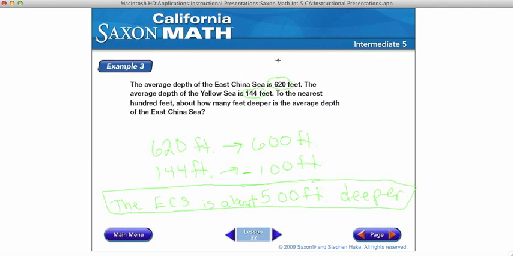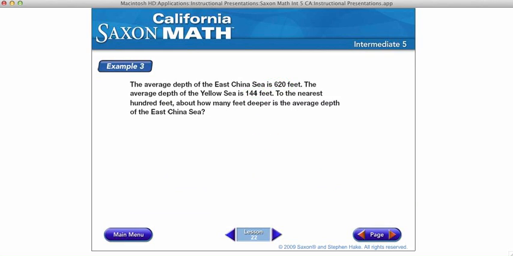So first I took my original numbers and I wrote them down. I found out by reading the next sentence that I'm rounding to the nearest 100 feet. And then I kept reading the question to find out that I subtract. Follow each step carefully. Okay, example 4.